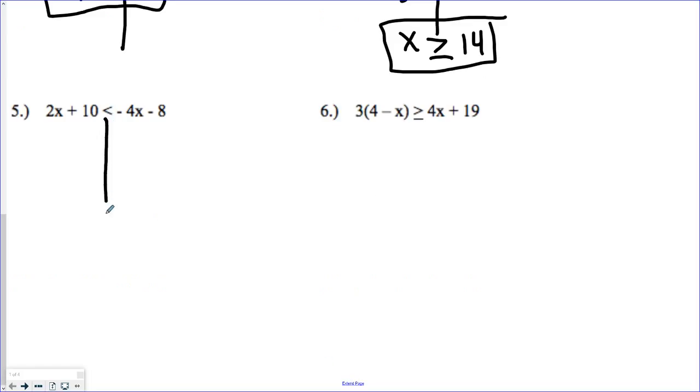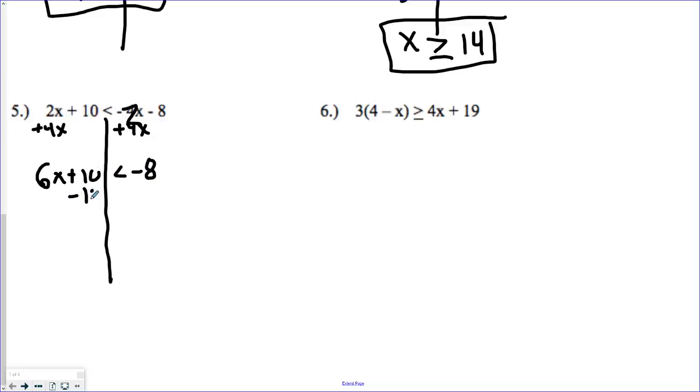For number 5, let's see, I'm going to move the 4x over by adding it because it is a minus 4x, or a negative 4x. I'm going to add it to both sides. So I get 6x plus 10 is less than negative 8.